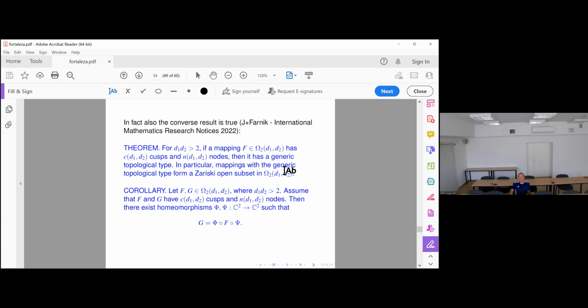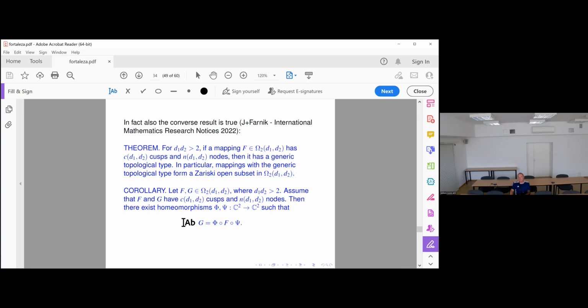In particular, the mappings with generic topological type form a Zariski open subset in this space. As a corollary, we see that if we have two mappings from the space of polynomial mappings Omega 2 d1 d2, this means mappings from C2 to C2 with degrees bounded by d1 d2, under the technical condition d1, d2 greater than 2, then if F and G have the maximal number of cusps and the maximal number of nodes, then they are conjugate by homeomorphisms. That is, there are two homeomorphisms from C2 to C2, phi and Psi, such that G is the composition phi composed with F composed with Psi.